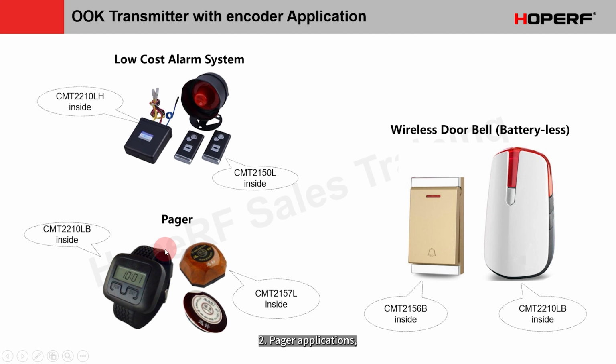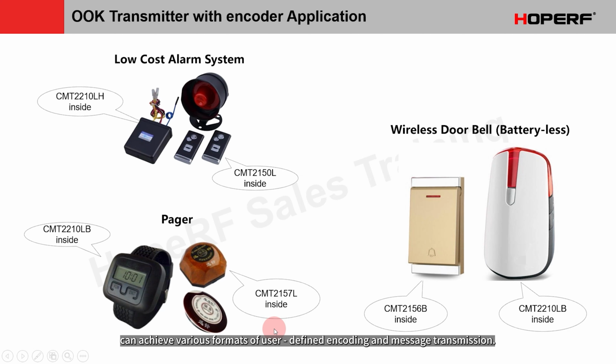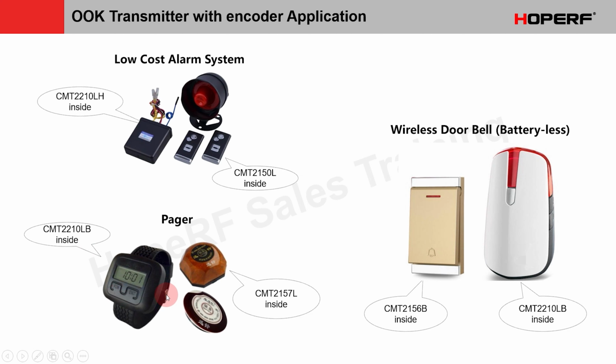2. Pager applications. The transmitter of the pager can use our CMT215X series products. For example, CMT2157L can achieve various formats of user-defined encoding and message transmission. The corresponding receiver can use our CMT2210LB or CMT2210LH.